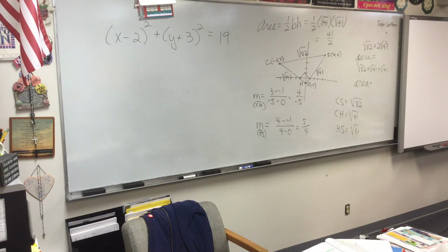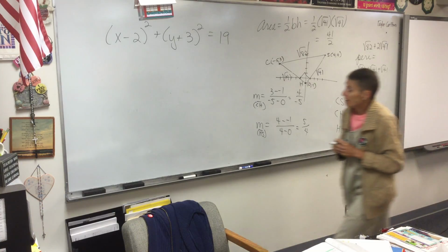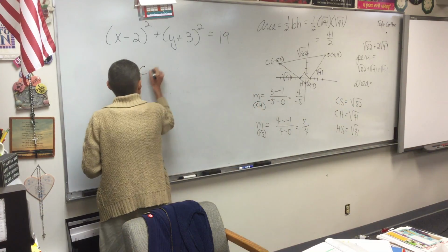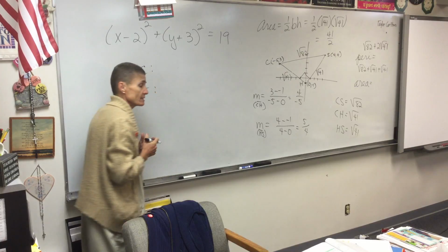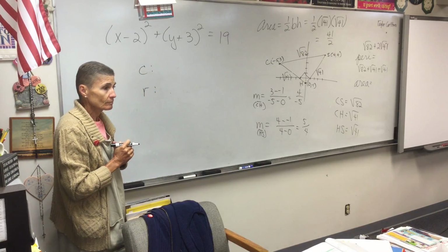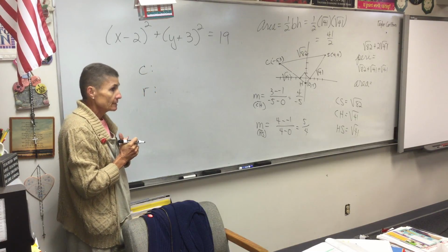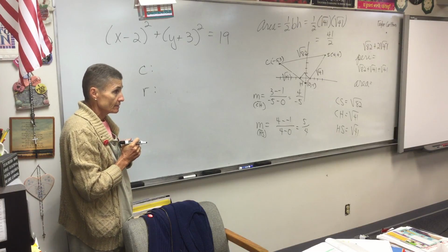this one is a circle. It could be an ellipse or hyperbola. We'll get there soon enough. This is a circle, okay? An x squared plus a y squared is going to be a circle. Your job is to tell me the center and the radius of this circle. The center and the radius.